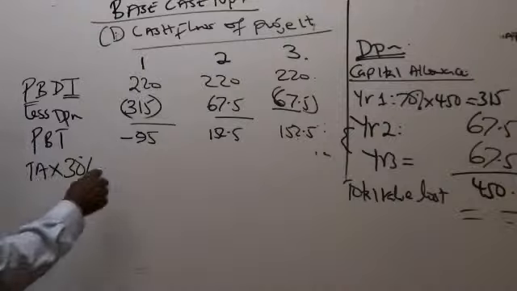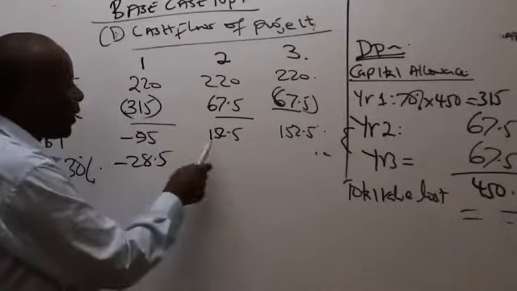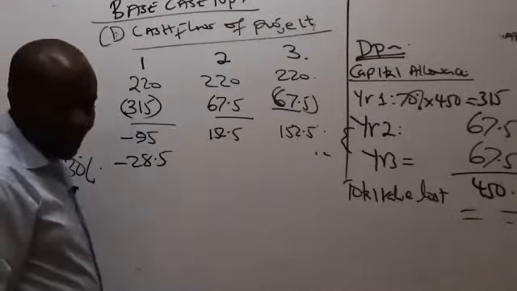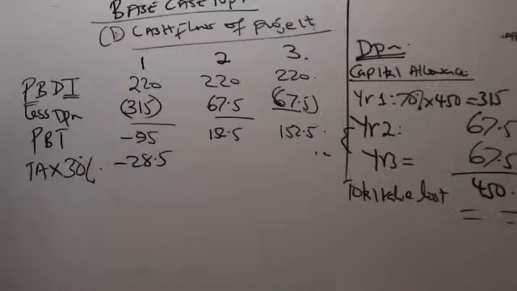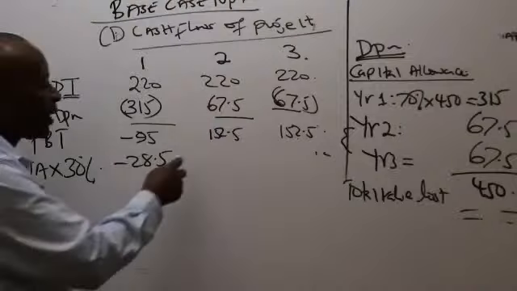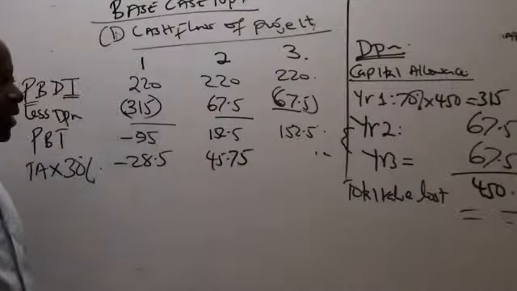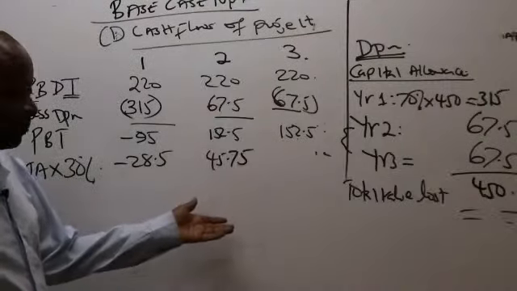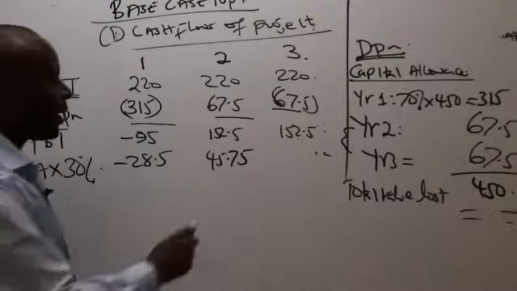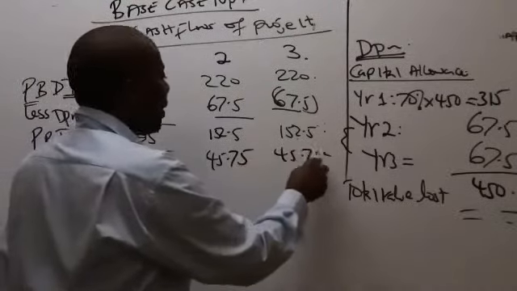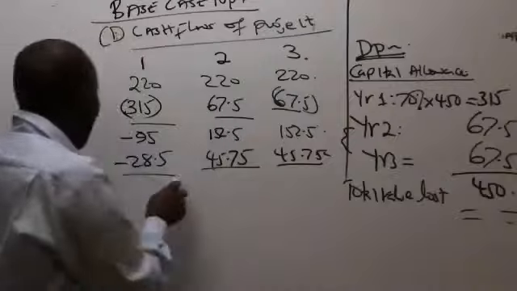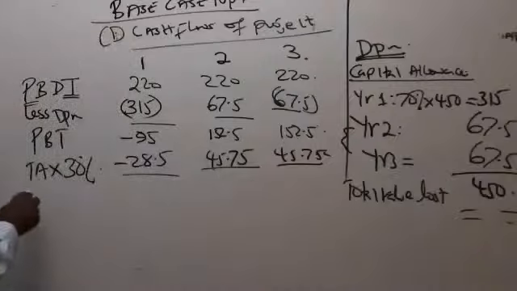So we have here minus 28.5. How about 30% of this? 30% of 152.5. I have 45.75. Of course, the other one will also be the same, 45.75. Thank you.